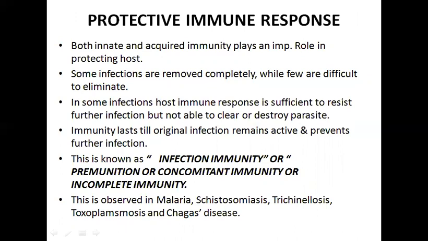Coming to the protective immune response, both innate and acquired immunity play an important role in protecting the host. Some infections are removed completely, while few are difficult to eliminate. In some infections, the host immune response is sufficient to resist further infection but not able to clear or destroy the parasite completely. The immunity lasts till the original infection remains active and prevents further infection. This is known as infection immunity or premunition, or concomitant immunity or incomplete immunity. This is seen in cases of malaria, schistosomiasis, leishmaniasis, toxoplasmosis, and Chagas disease.